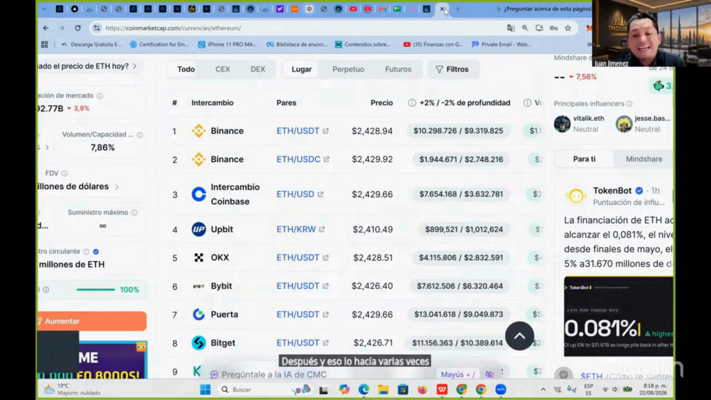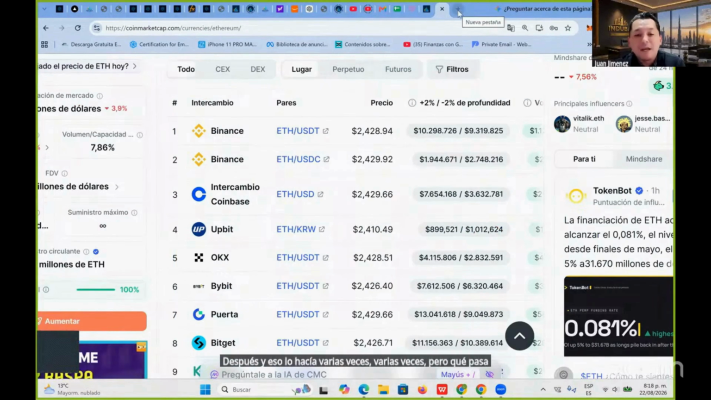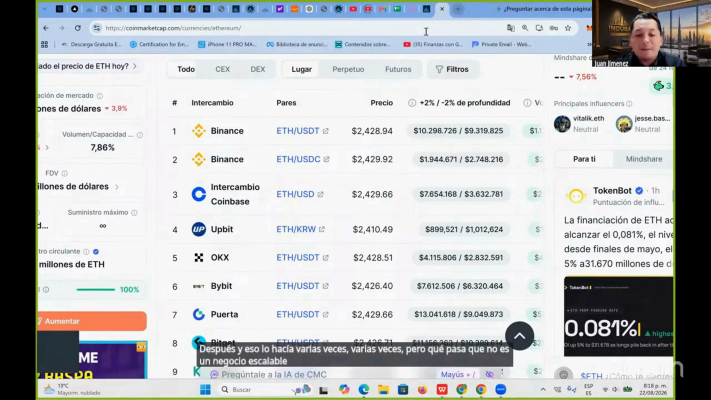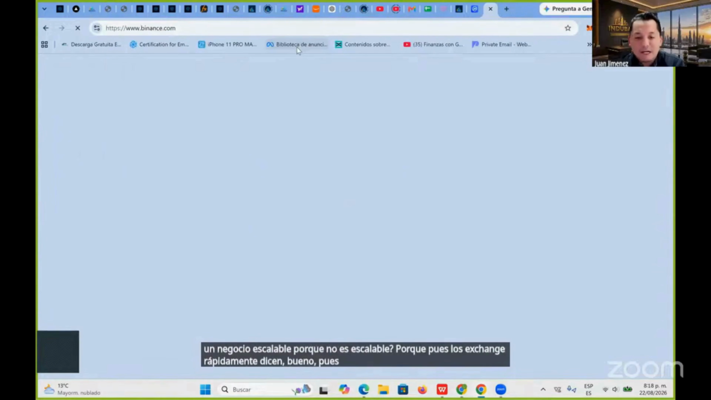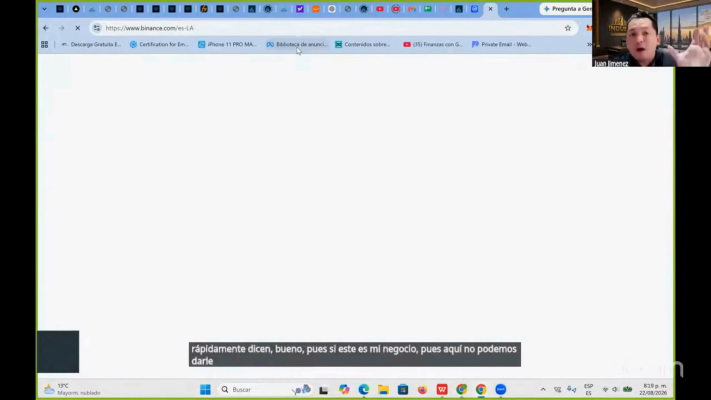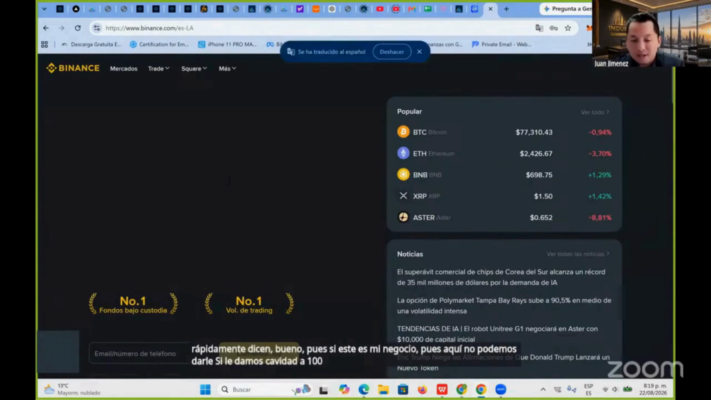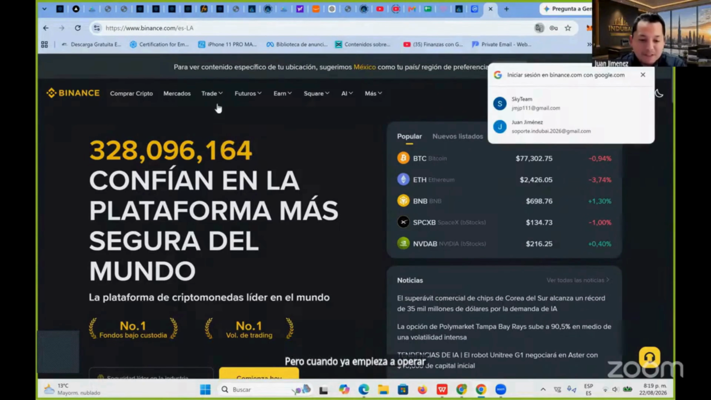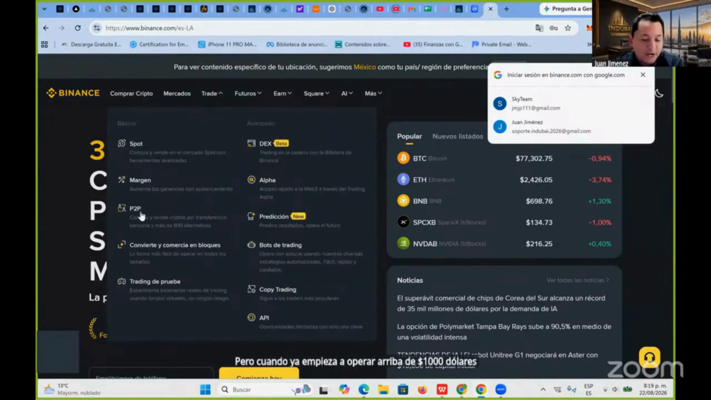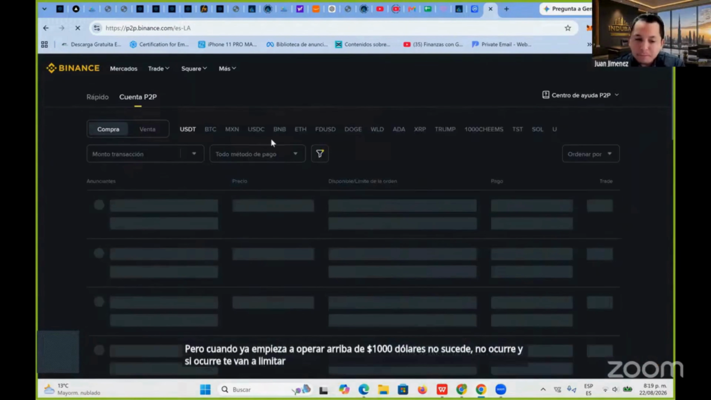But what happens? That it is not a scalable business. Why is it not scalable? Because the exchanges quickly say, well, if this is my business, then we can't allow this here. If we allow for $100, $10,000, but when you start to operate above $100,000, it doesn't happen. And if it does happen, they are going to limit you.